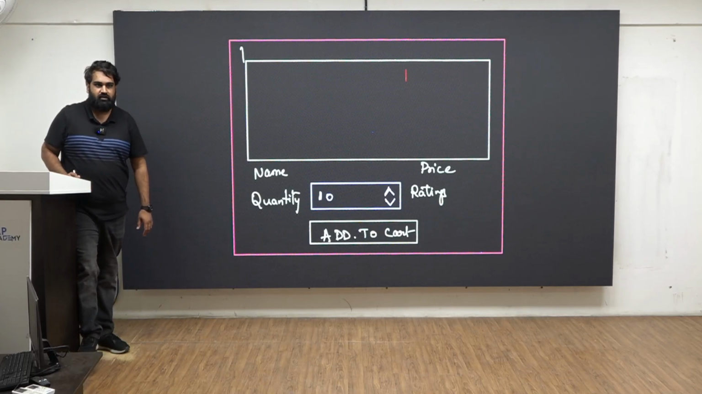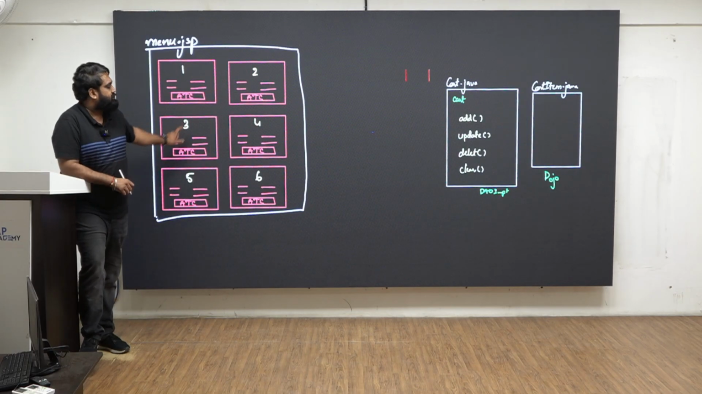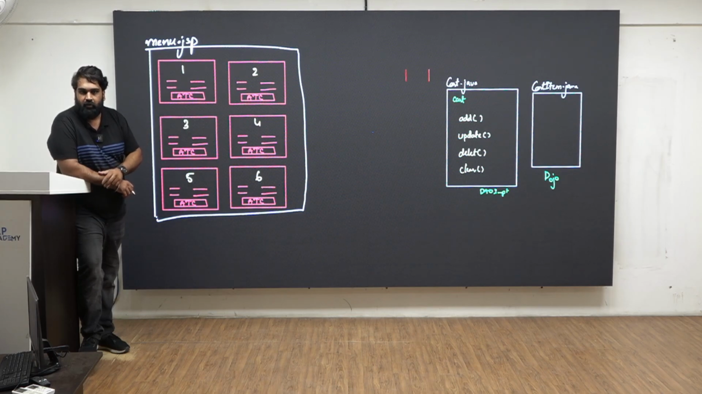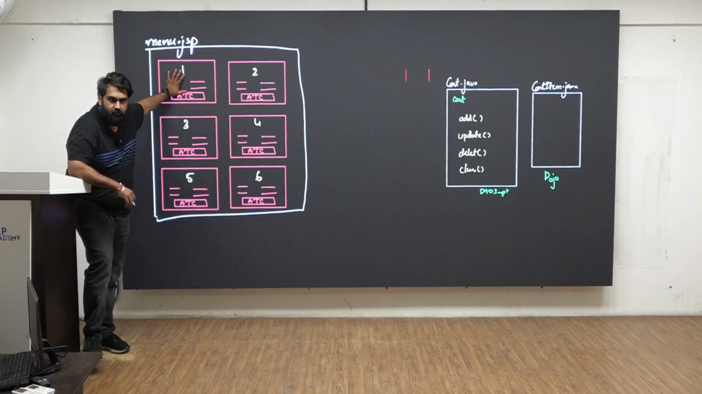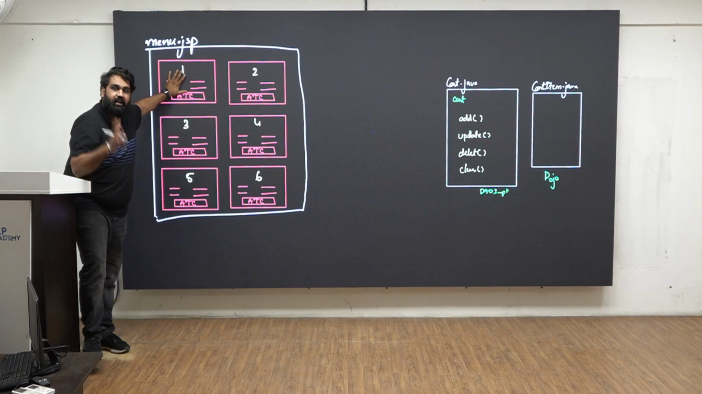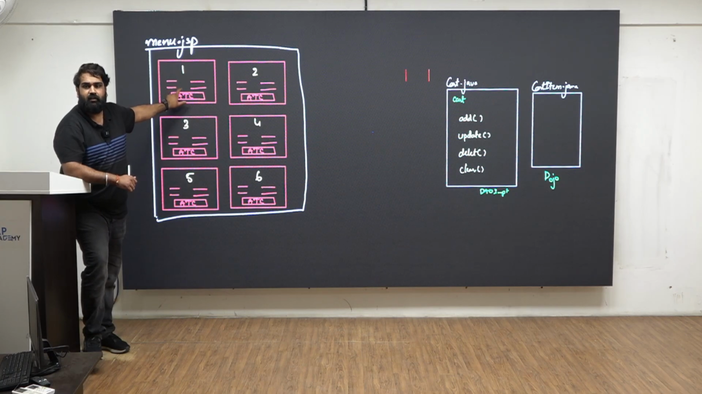I hope you are able to understand this. Now, as soon as the user clicks on this add to cart, what should happen? You need to collect 2 pieces of information. First, which item the user is adding. The second one is how much quantity he is adding.